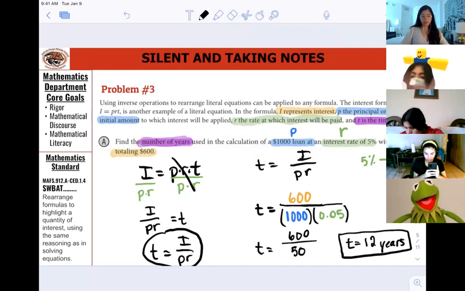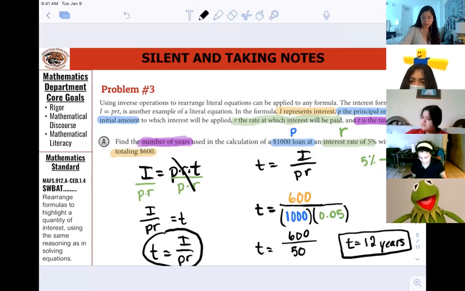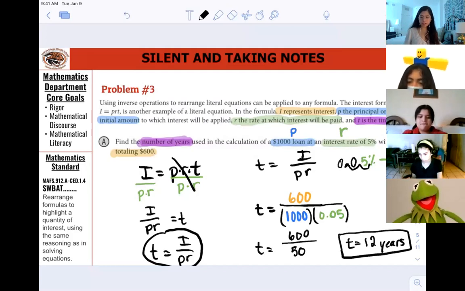Does anyone have a question? Anyone want to go over how to go from the 5% to 0.05? Because I know I kind of went through that quickly. Okay, all we did was move the decimal over. So there was a little mini decimal. We moved it over to the left 2 times and put a 0 in. That's how I went from 5% to 0.05. Anything else?